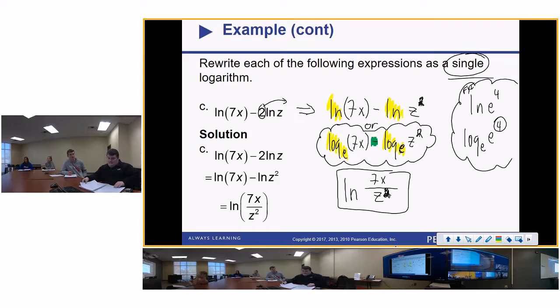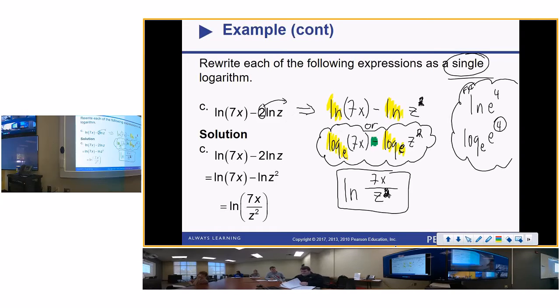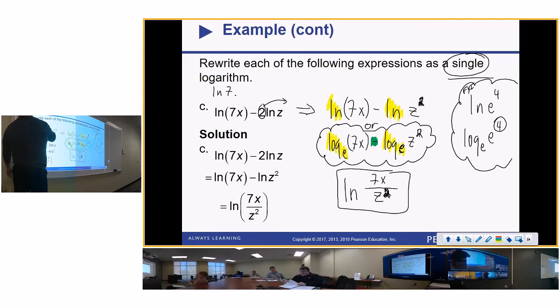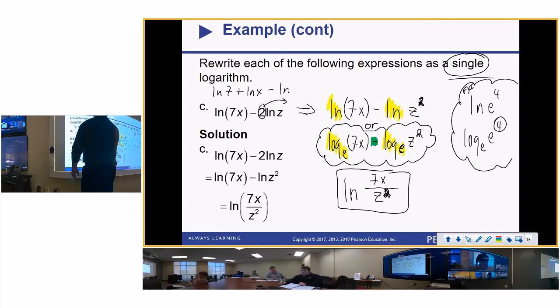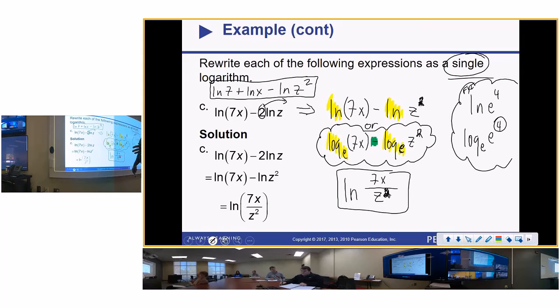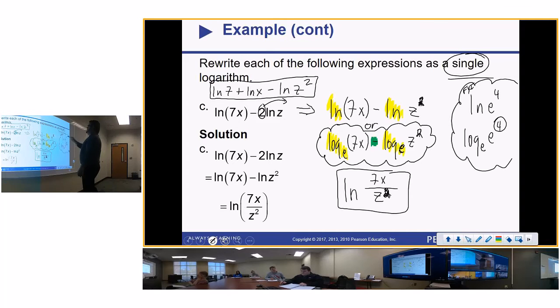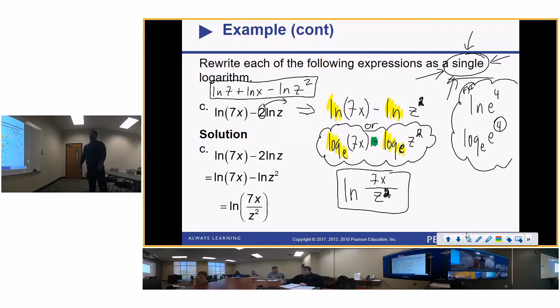No. But what people do, and they get it wrong, is natural log of 7 plus the natural log of x minus natural log of z to the second. Is there anything wrong with that? Is it mathematically correct? Yes. But what does the direction say? I'll say that for y'all if y'all can't read it. Single. Okay? Appreciate the non-interaction.